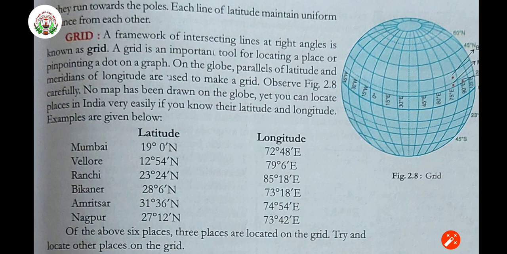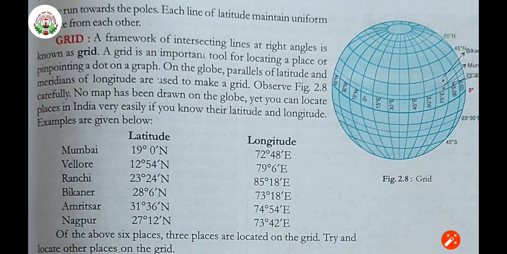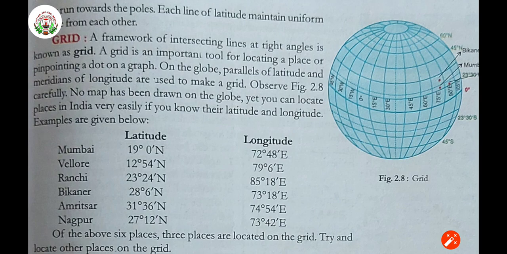See, observe figure number 2.8 here. In the corner you can see carefully. No map has been drawn on the globe. Now only the grid lines are there.